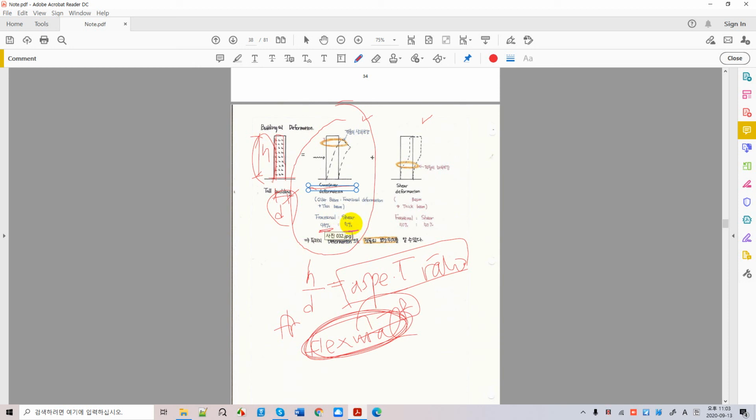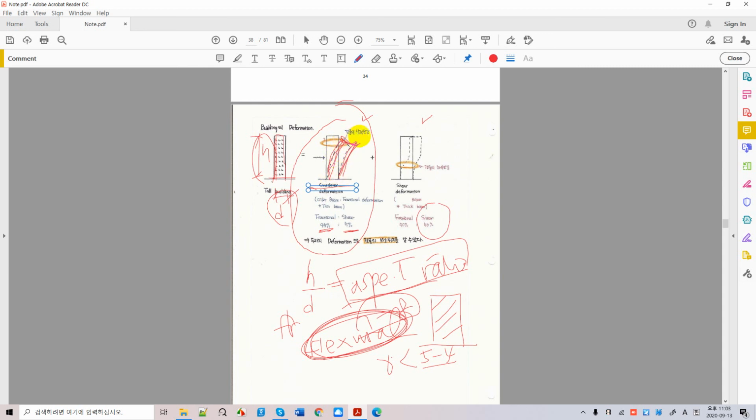Whereas for a short, low-rise building, your aspect ratio may be less than 5 or 4 or 5. This is a very chubby, short building. Then you will see the shear deformation dominant. This is a cantilever flexural deformation, right?